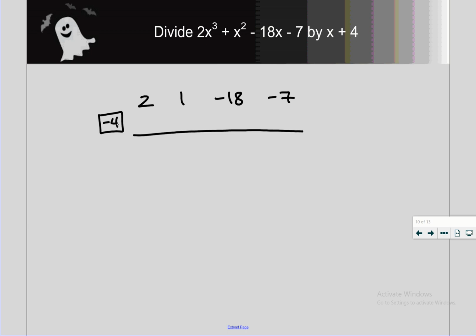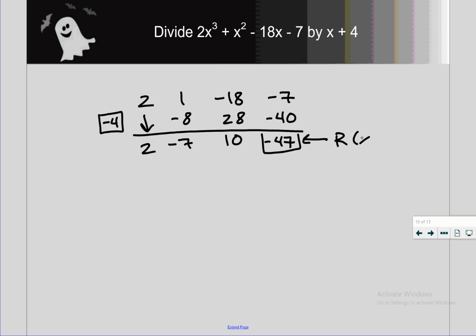All right, bring the first term down. Doesn't change. 2 times negative 4, negative 8. Plus 1 is negative 7. Times negative 4 is 28. Plus negative 18, 10. Times negative 4 is negative 40. Plus negative 7. Negative 47 is my remainder.